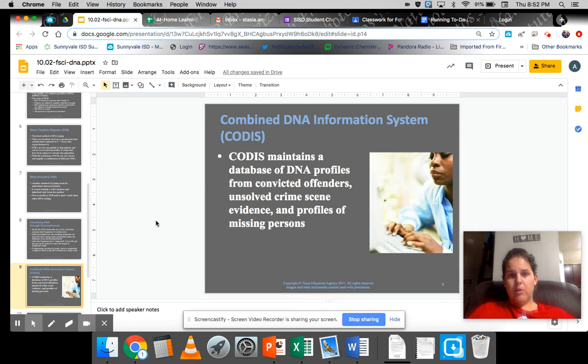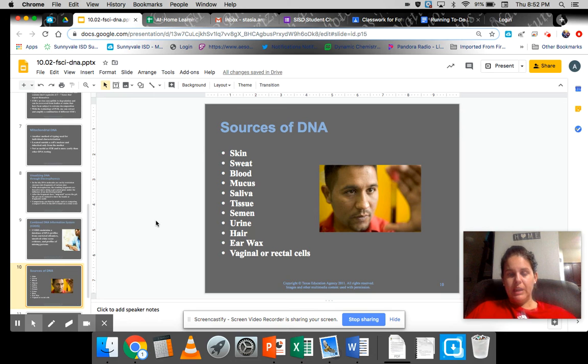Then it just talks about CODIS, which is your database. Remember, all the evidence really that we've looked at up to this point has some form of database that goes with that. So this is the one for DNA. And then it talks to you about all the sources of DNA. So you've got multiple sources here.